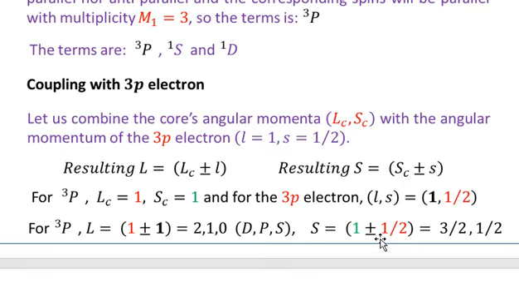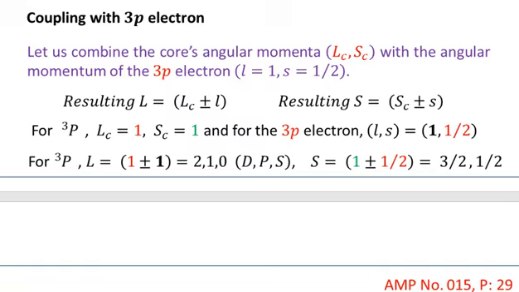And combining these two, you obtain two values of the spin quantum number, which are 3/2 and 1/2. So I have these term symbols D, P, S, and the values of the total spin quantum number are 3/2 and 1/2. I shall be combining these with the multiplicities obtained from this value of capital S, and the terms can be written as shown below.